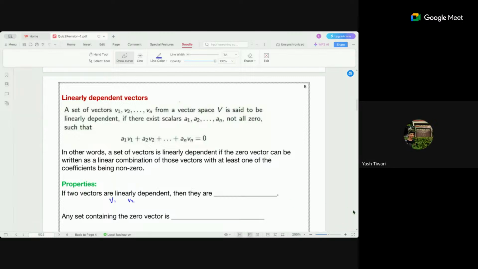They should be multiples of each other for linear dependency, right? So if v1 is equal to alpha times v2, then they are linearly dependent. They are multiples of each other. If two vectors are linearly dependent, it means that they are multiples of each other.